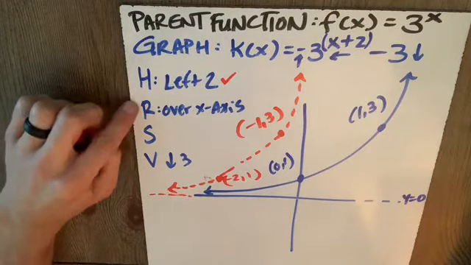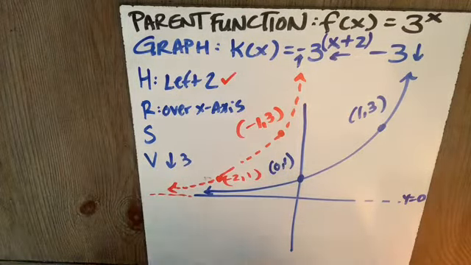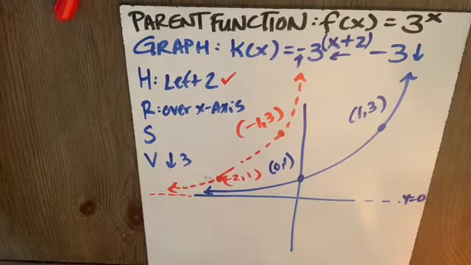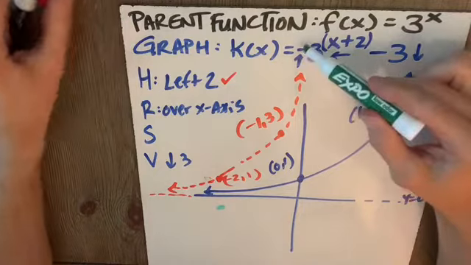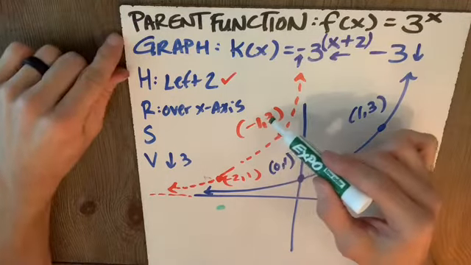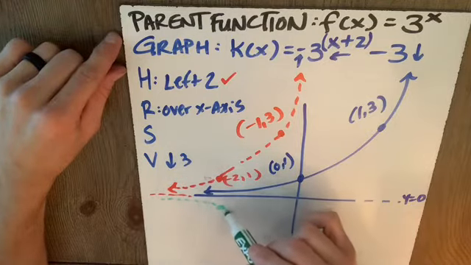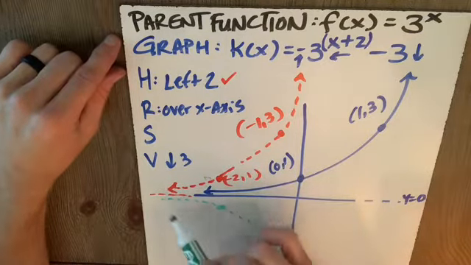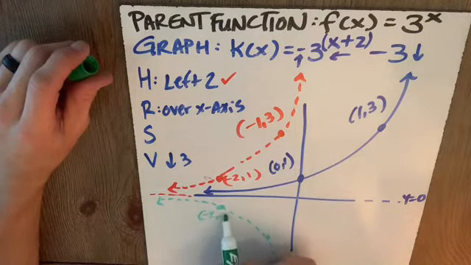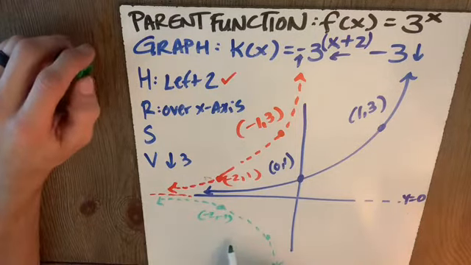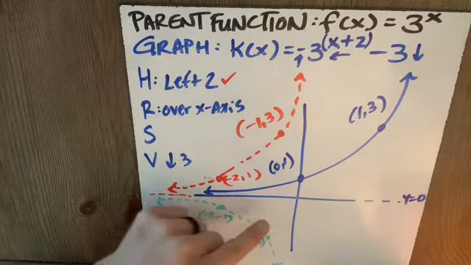Now I'm going to reflect this over the x-axis. So this point here, negative 2, 1, is now going to become negative 2, negative 1. I'm taking the opposite of the y, and negative 1, 3 becomes negative 1, negative 3. And so my asymptote stays the same at y equals 0. So I've still got my 2 points and my 1 asymptote.